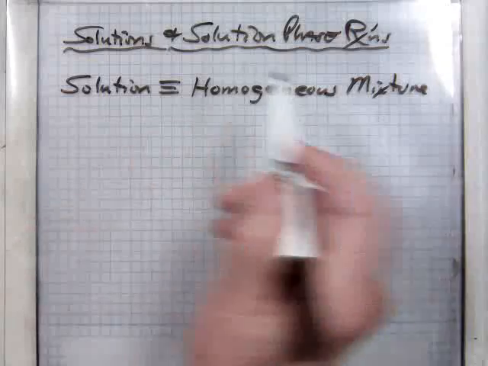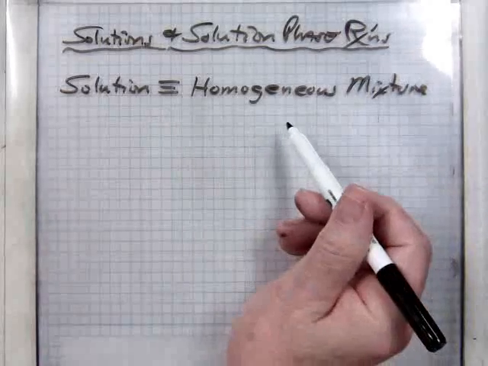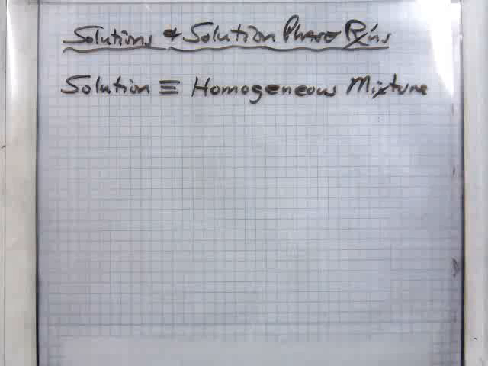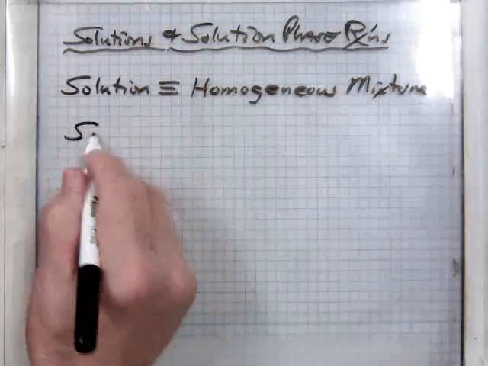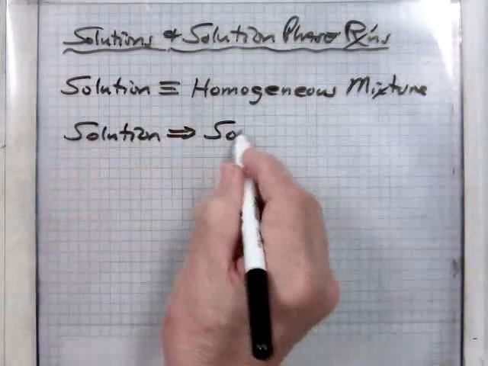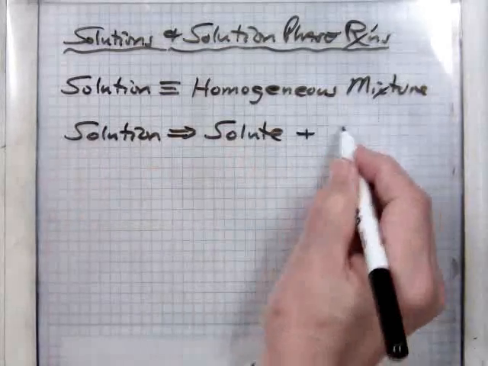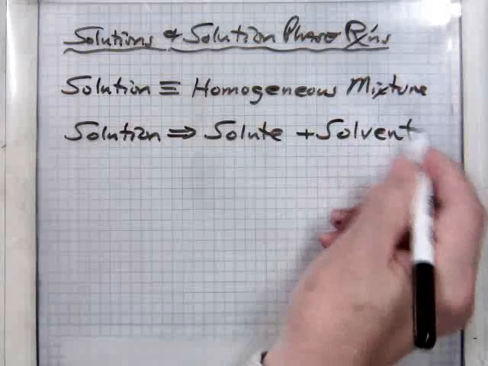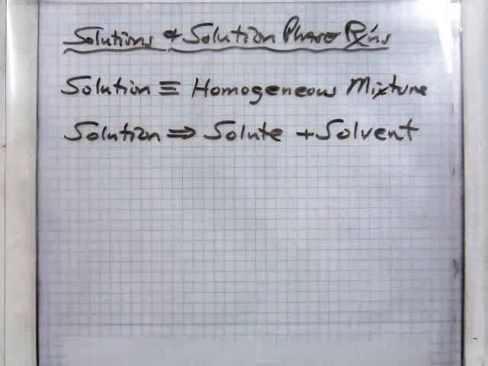Okay, solution phase reaction. A solution is a homogeneous mixture. It has uniform properties throughout. That is, the distribution of solute in that solvent is uniform throughout the entire mixture. The composition of a solution is a solute plus a solvent.